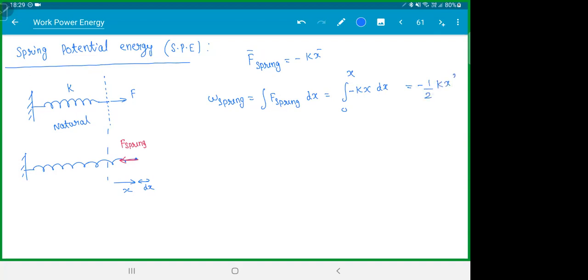So work done by the spring force is negative. And we know work done by a spring is minus delta U. So you end up with U is equal to half kx square. This is the energy stored in the spring, where x is elongation or compression. So whenever you stretch a spring or compress a spring, the energy stored is half kx square.